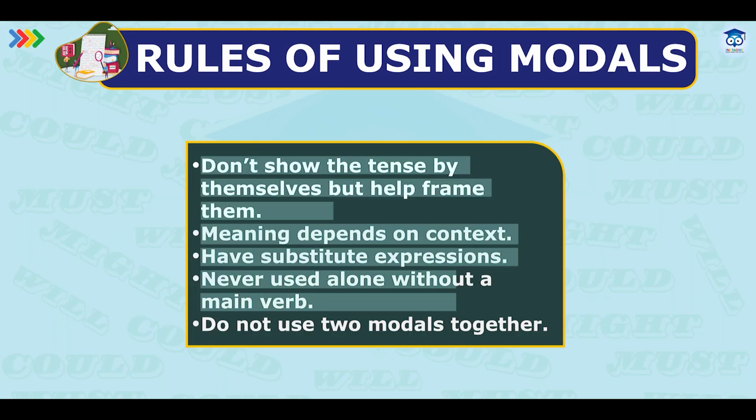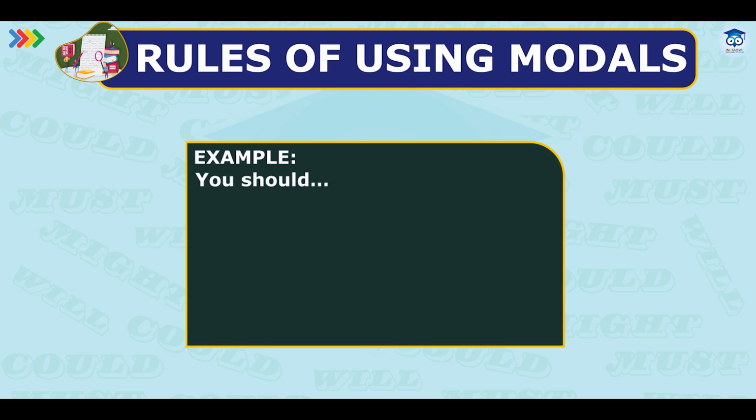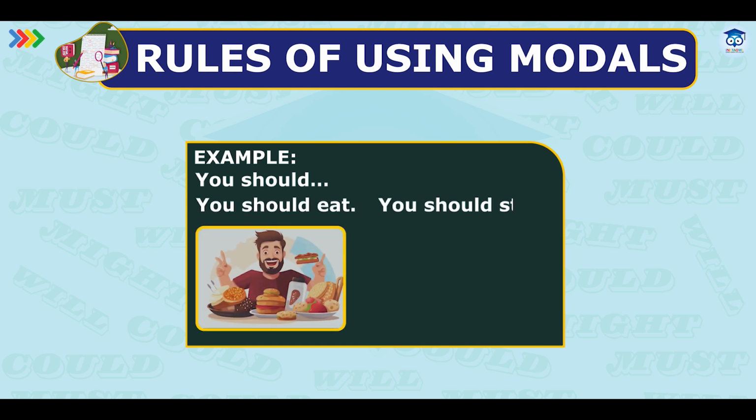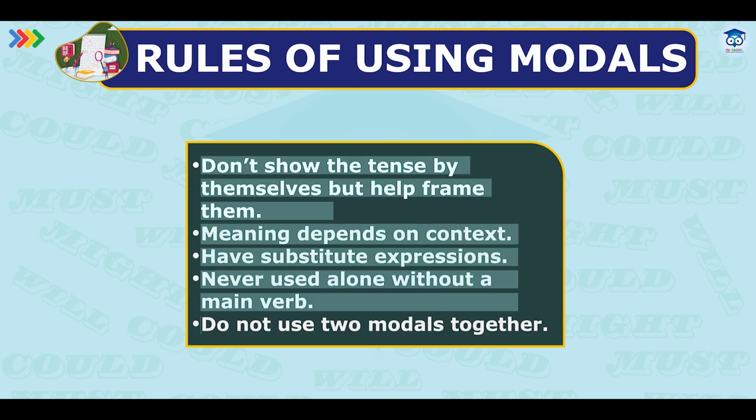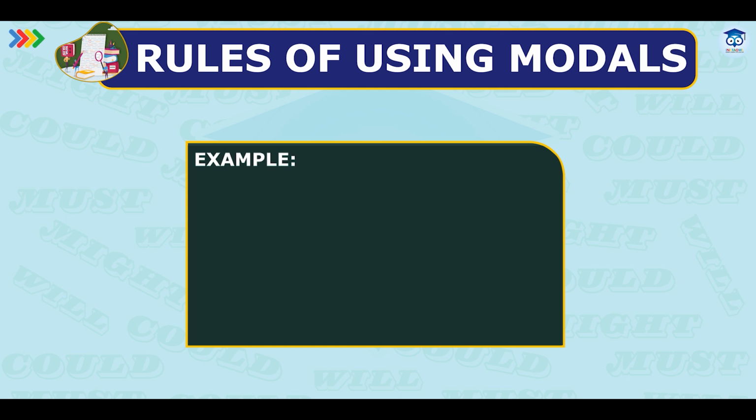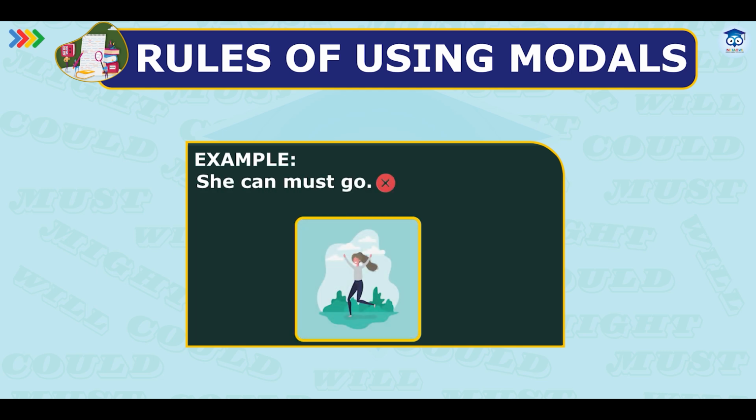Also, modals are not used alone. They always need a main verb to complete the meaning. Saying you should is incomplete. It only makes sense when we say you should eat or you should study. And finally, two modals do not appear together in standard grammar. You should never write she can must go. That's incorrect. Just use one. She must go or she can go, but not both.